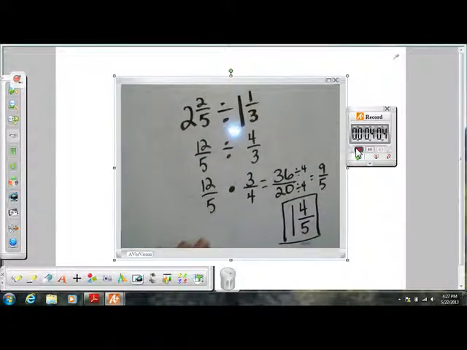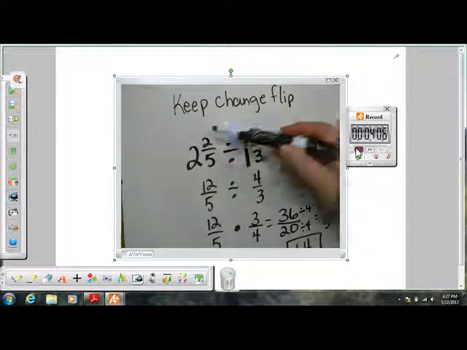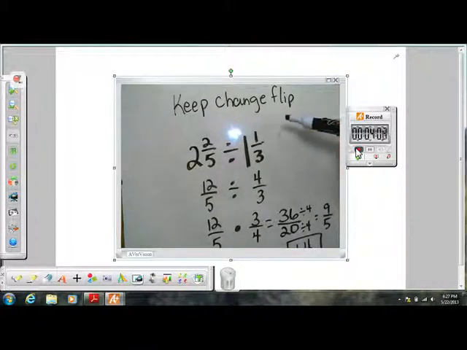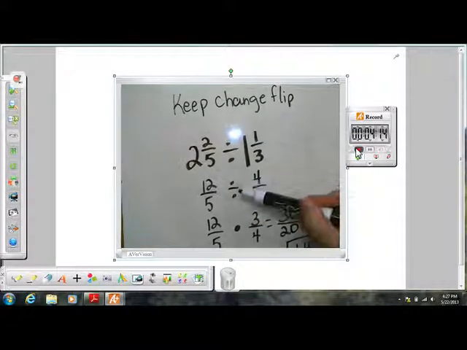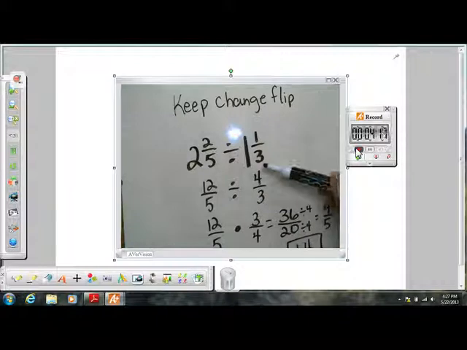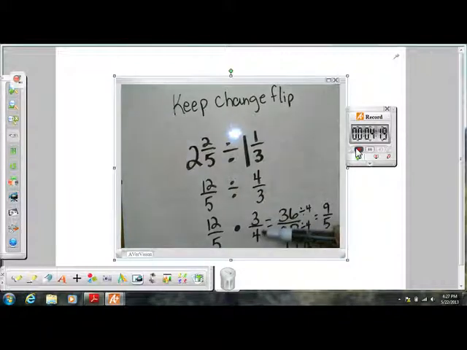But remember, before we apply the keep, change, flip, we have to make sure that we change them to improper. So many times people want to combine this step, but make sure you take the time to rewrite it and then keep, change, flip.